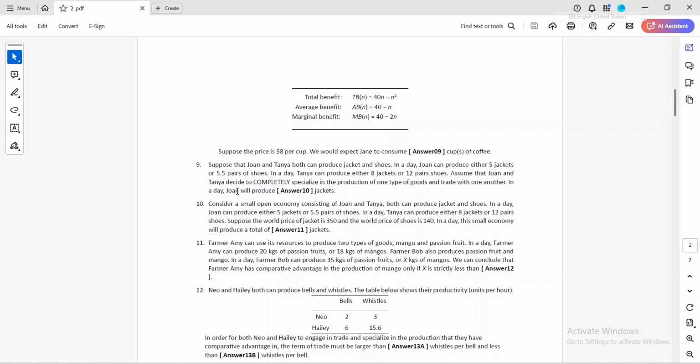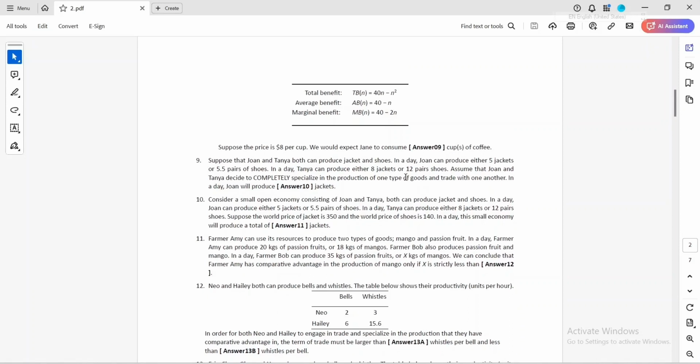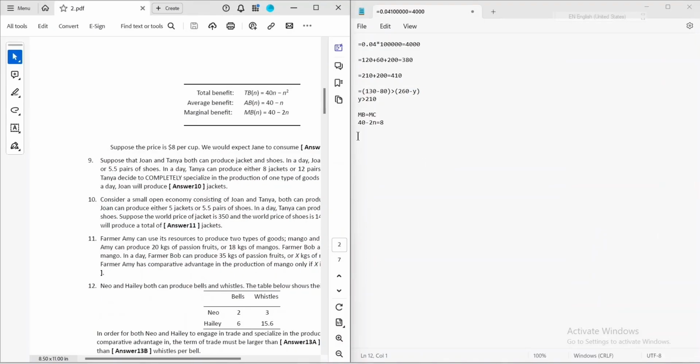Assume that John and Tanya decide to completely specialize in the production of one type of goods and trade with another. In a day, John will produce how many jackets? So now let's see who should specialize in the production of jacket. So we need to find out the opportunity cost, right? Let's go to the notepad.